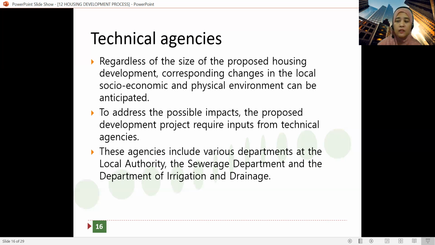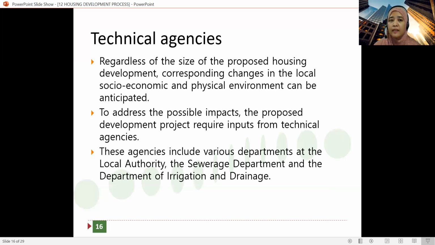Okay, now coming back to this lecture, to address the possible impacts above to the social economy and physical environment, the proposed development project requires inputs from technical agencies. For instance, more and more housing there can cause the drainage system to be overwhelmed. Flash floods may occur. So DID, Jabatan Pengairan Saliran, will give their inputs. What will happen if we approve a new housing development comprising 200 units. So what is the impact on the drainage, on the drain system. Is it enough or not? JKR, if we add another 1000 low cost units, what is the effect on the infrastructure, on the roads, on the lights and so on. All these inputs you obtain from technical agencies.